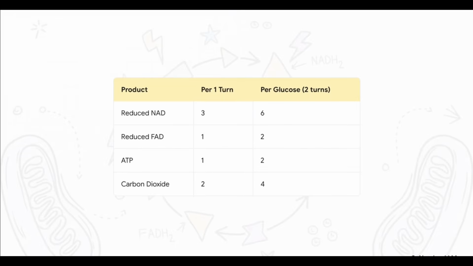Now hold on, because we have to double everything in that first column. Why? Because a single molecule of glucose actually provides enough fuel for 2 turns of the cycle. So the real payoff from 1 glucose is 6 reduced NAD, 2 reduced FAD, and 2 ATP.